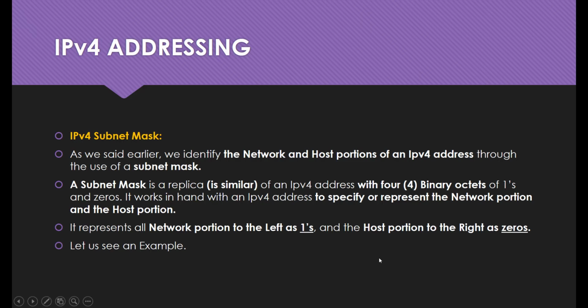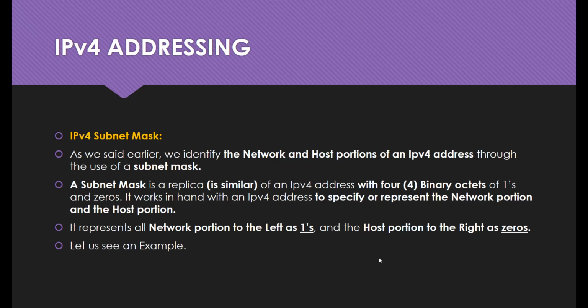As we said earlier, we identify the network and the host portions of an IP version 4 address through the use of a subnet mask. A subnet mask is a replica, which means it is similar to an IP version 4 address with 4 binary octets of ones and zeros. It works hand in hand with an IP version 4 address to represent the network portion and the host portion. It represents all network portions to the left as ones and the host portions to the right as 0.